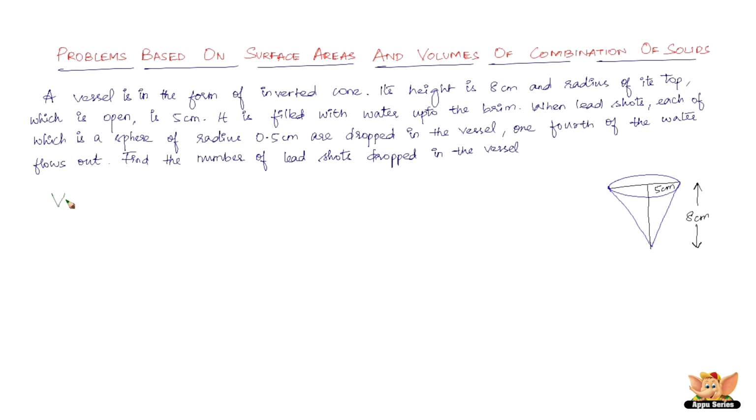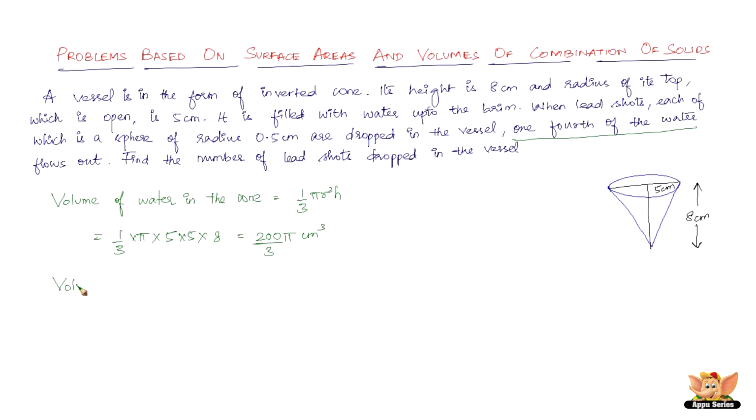Alright, first let us find the volume of water in the cone, which is nothing but the volume of the cone itself, which is 1/3 pi r square h. So we have 1/3 pi, and the radius is 5 centimeters, so r square is 5 times 5, times the height, which is 8 centimeters. Solving this, we get 200 by 3 pi centimeter cube. Now what is the amount of volume that flows out? It is 1/4 of the water that flows out, right? So 1/4 of this value.